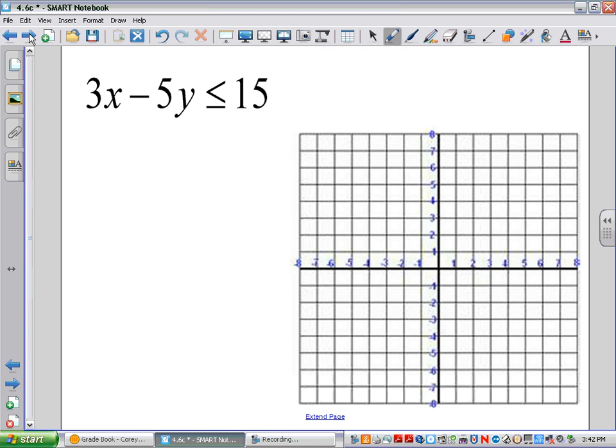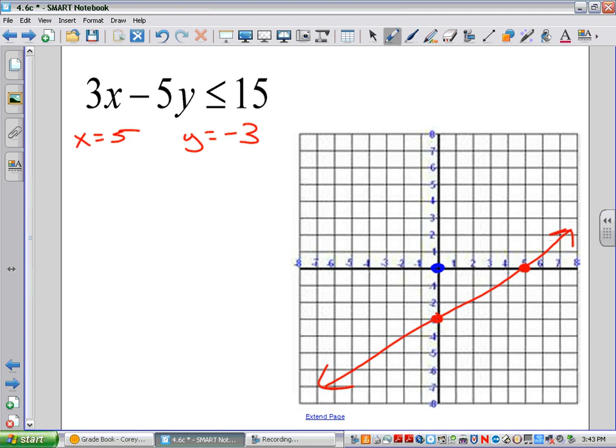With this one, I should be able to look up there by now and tell that the x-intercept is 5 and the y-intercept negative 3. That's just pretending like the opposite one does not exist and solving it. So let's mark those. X-intercept is 5. Y-intercept negative 3. That is an underlined symbol, so now I can draw a solid line.